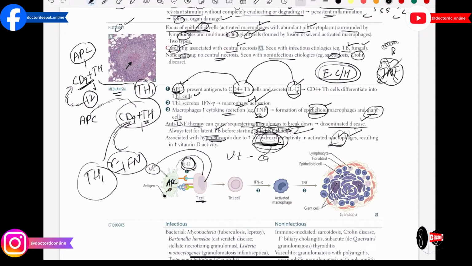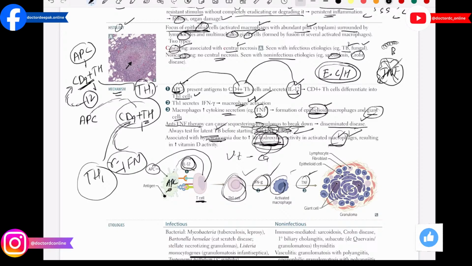So this is the T helper 1 cell, and this T helper 1 cell will secrete gamma interferon. This gamma interferon will go and activate the macrophages. When the macrophages are activated, they will secrete tumor necrotic factor, and when you have more tumor necrotic factor, your macrophages will become activated, and when your macrophages become activated, you will get a granuloma. So this is very important.